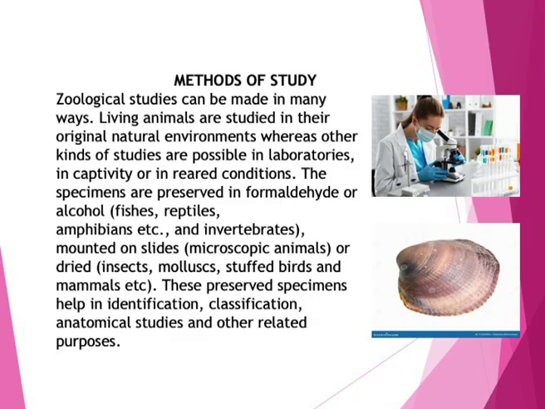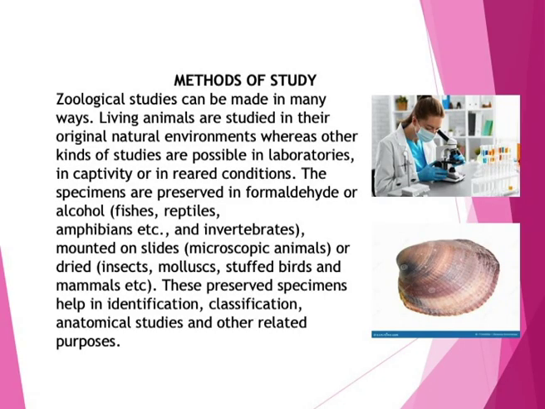Now let us look into the methods of study. Zoological studies can be made in many ways. Living animals are studied in their natural environments, whereas other kinds of studies are possible in laboratories, in captivity or in field conditions. The specimens are preserved in formaldehyde or alcohol, like fishes, reptiles, amphibians and invertebrates. Some are mounted on slides like microscopic animals and some are observed in their dried form like insects, mollusks, stuffed birds and mammals, etc. These preserved specimens help in identification, classification, anatomical studies and other related purposes.